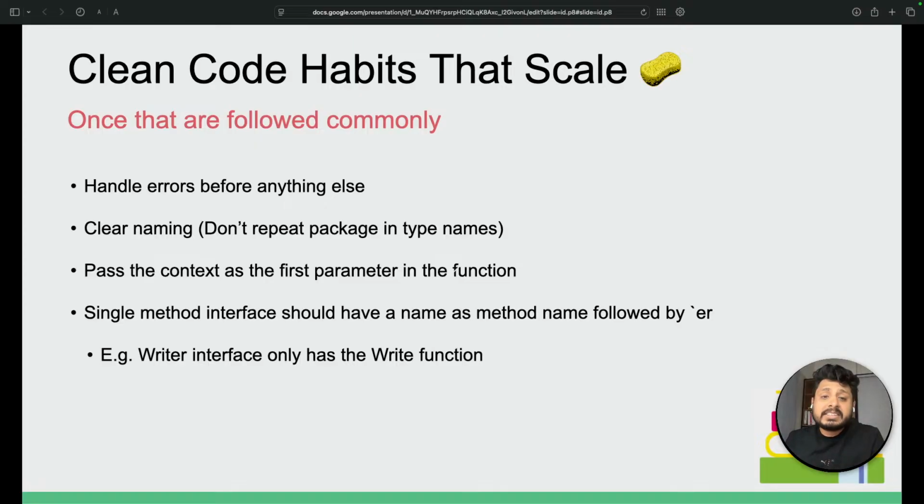Now, a single method interface should be named with the method name followed by an ER. For example, the Writer interface that you see in Golang, obviously, where you only have one function, that is the Write function, and the interface name is Writer. So you see the ER appended at the end of the interface name.